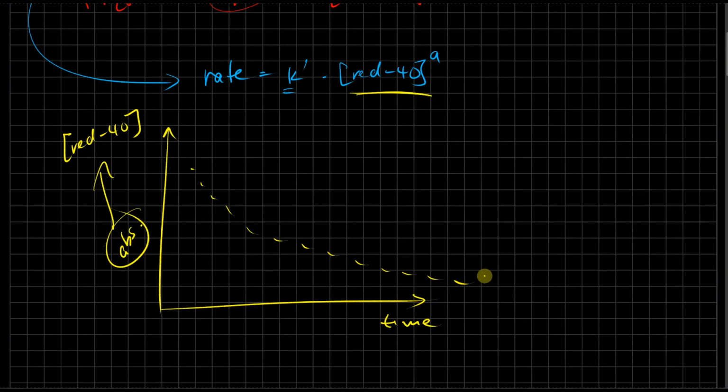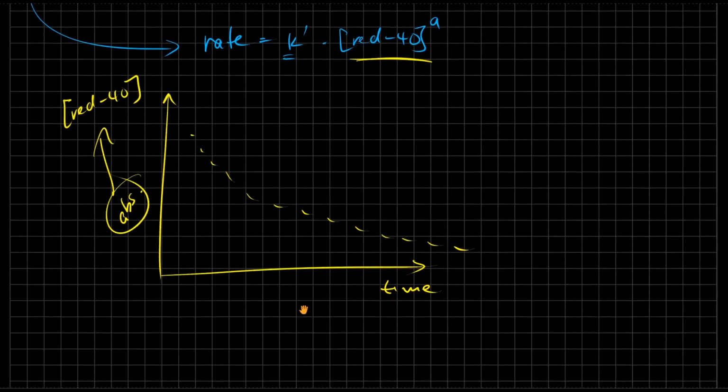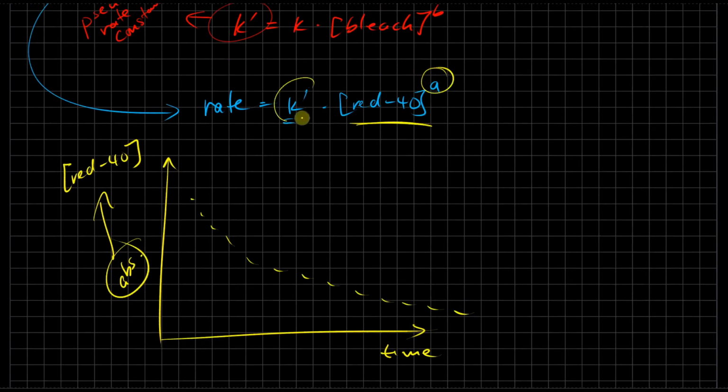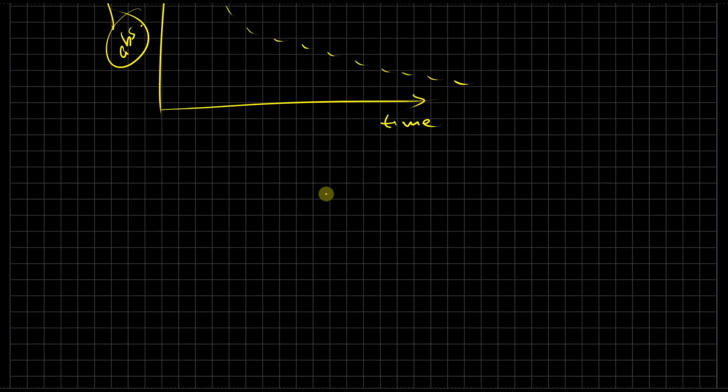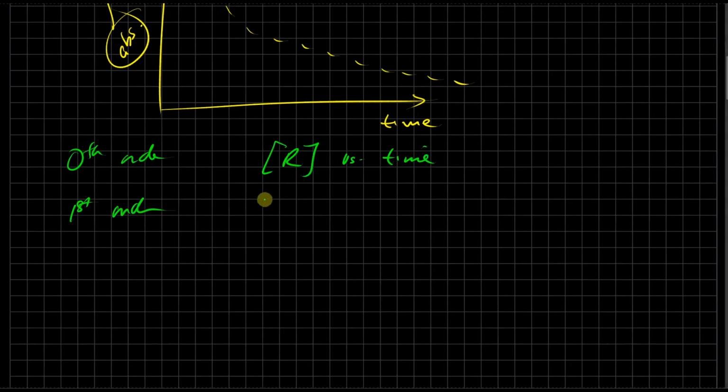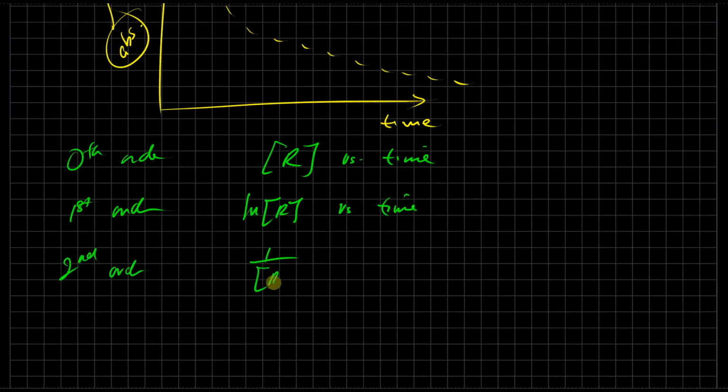Now we know, using integrated rate laws, that we can figure out the rate order and the rate constant from various plots. For example, for a zeroth order reaction, we can plot concentration of, I'm just going to use R for red 40, concentration of our dye versus time. For a first order reaction, we can plot natural log of concentration versus time. And for a second order reaction, we can plot 1 over concentration versus time. And whichever one gives us a straight line, that will be the order of the reaction.